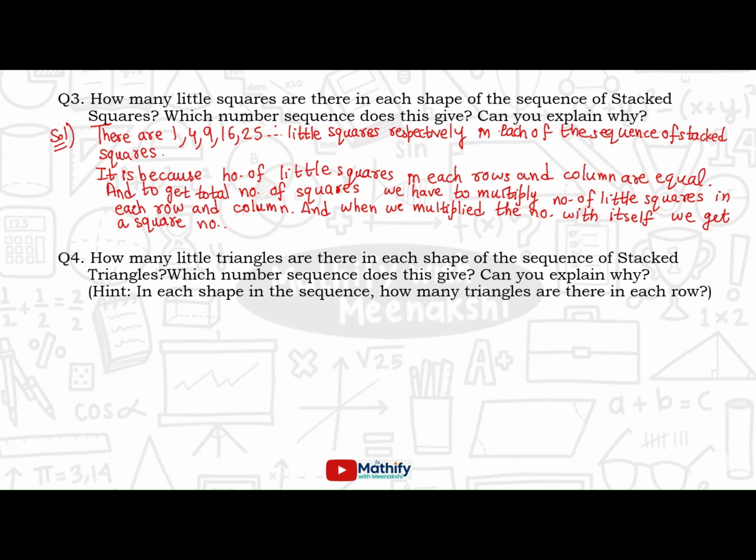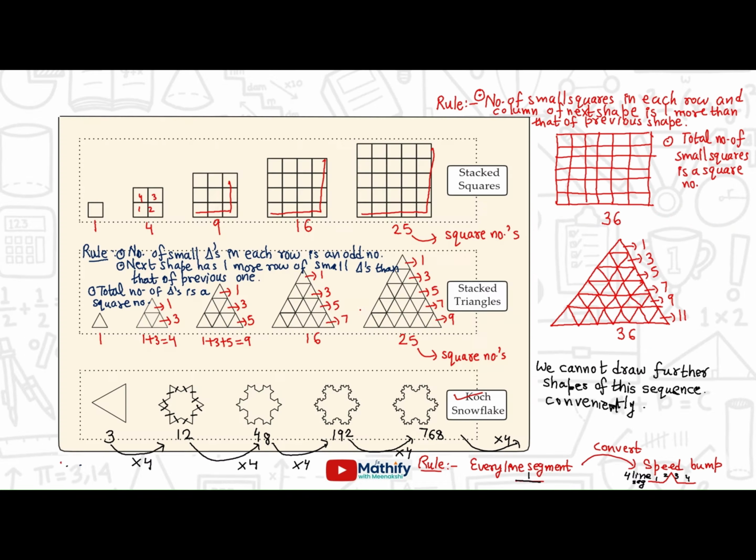Now let's move to the fourth question. How many little triangles are there in each shape of the sequence of stacked triangles? Which number sequence does this give? Can you explain why? Hint: in each shape in the sequence, how many little triangles are there in each row? As I've just explained this to you, I will show that to you.